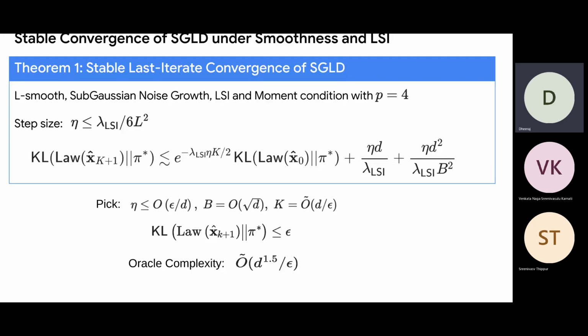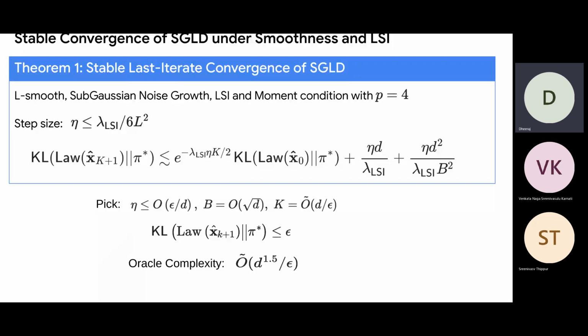Okay, so the first theorem we have is the stable last iterate convergence for SGLD. We have a lot of theorems in our paper under various functional inequality assumptions. I'll only mention a fraction of those. So suppose we assume L-smoothness, which I just described, and you have sub-Gaussian noise growth, logarithmic Sobolev inequality, and the fourth moment condition. That is, the fourth moment of the iterates is of the order d squared. Okay, so then if you pick eta less than or equal to lambda LSI over 6L squared, then we have KL between x k plus 1 and pi star is of this form.